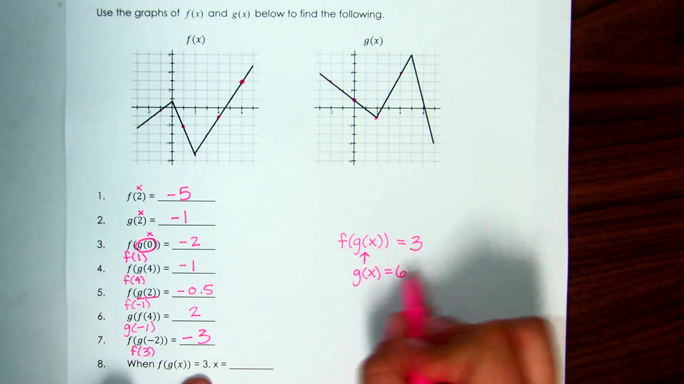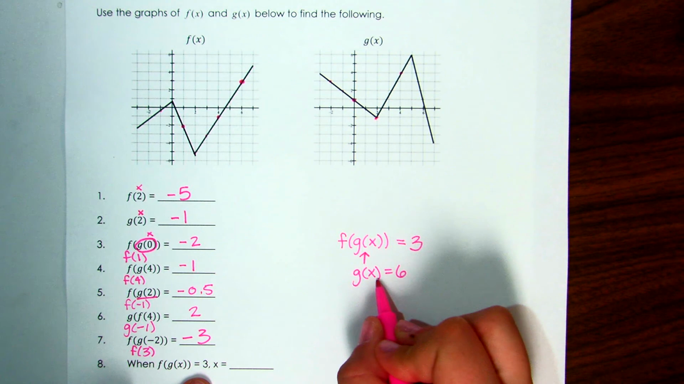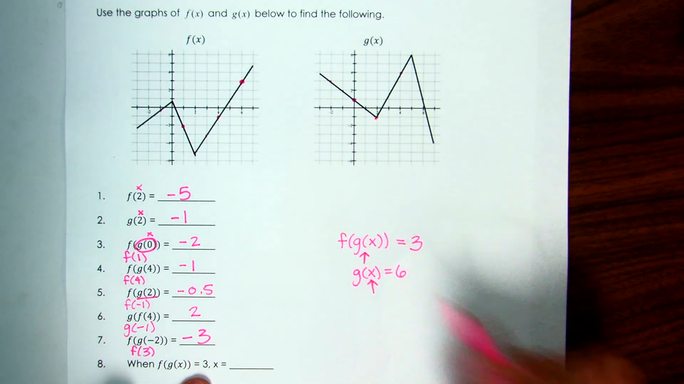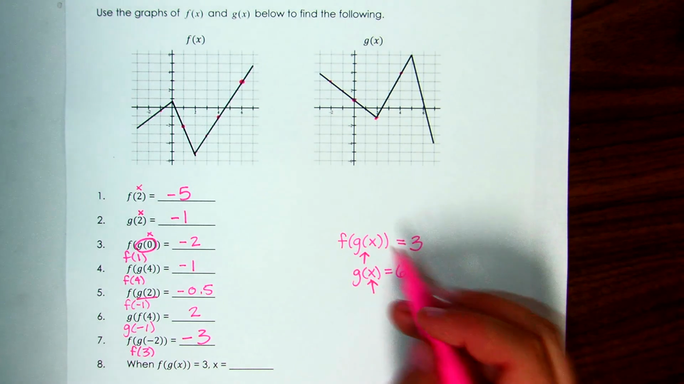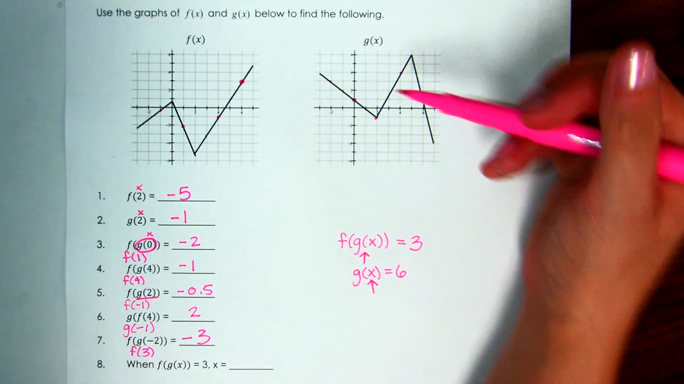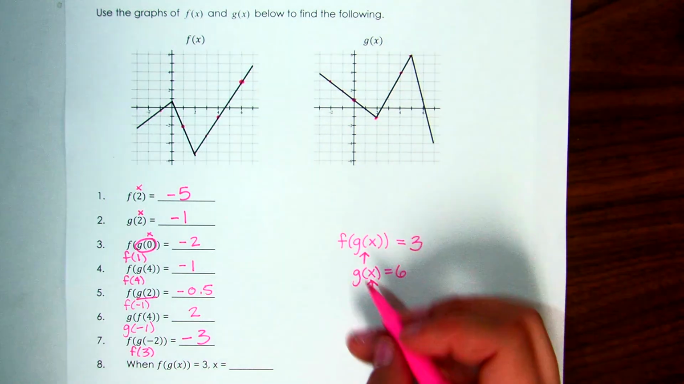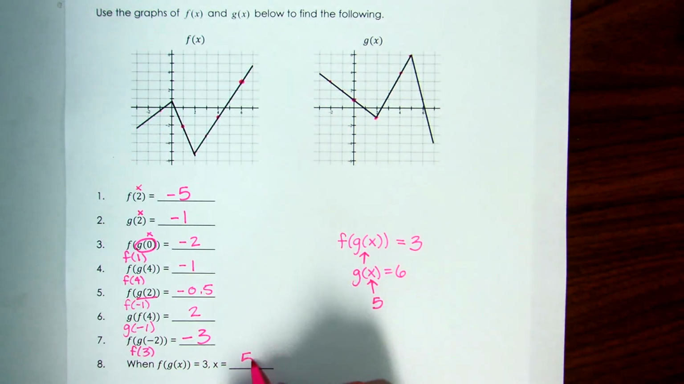Then I have to work again on the g graph where y is 6, what is my x? So first I found g of x, now I'm finding x. So when y is 6, x is 5. So x equals 5.